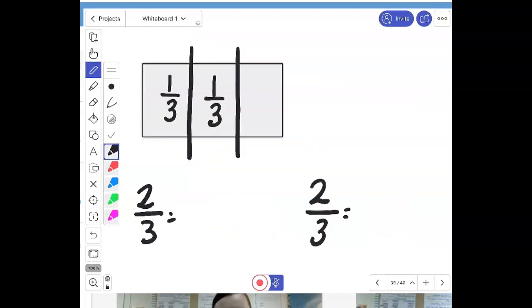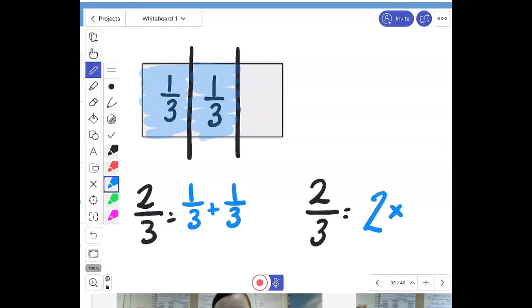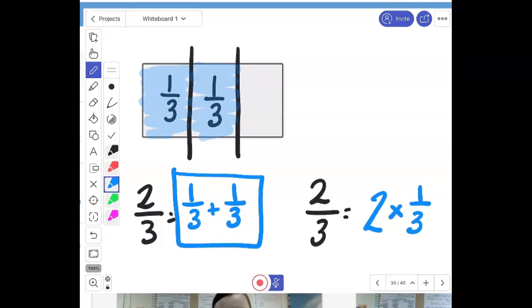Let's look at another one. So here I have 2/3. If I shade it in, I've got 1/3 plus 1/3. That's how I got 2/3. So 2/3 is 1/3 plus 1/3. That's the same thing as 2 times 1/3, because it is 1/3 2 times in a row.